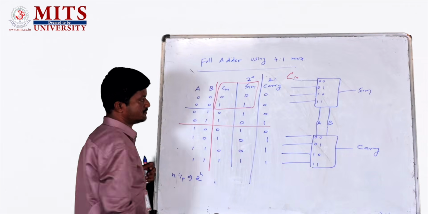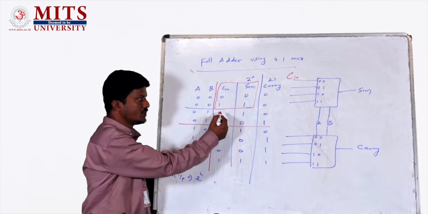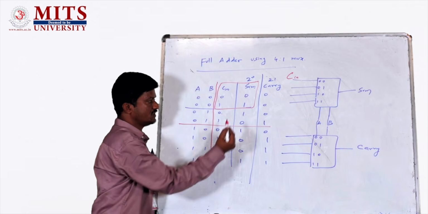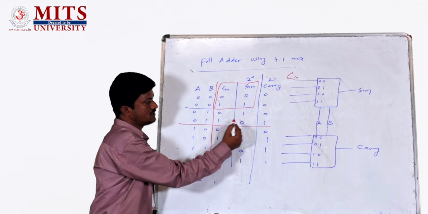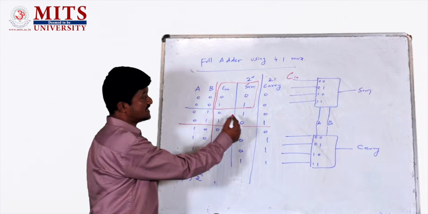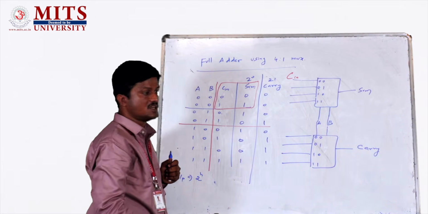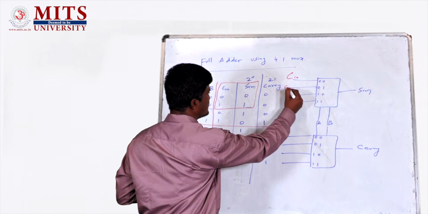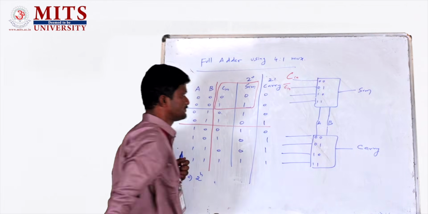What about my sum? Here you look at that. Cn is 0, sum is 1. Cn is 1, sum is 0. So now sum is not as it is Cn, but it will be the complement of Cn. So I can write it as Cn bar.